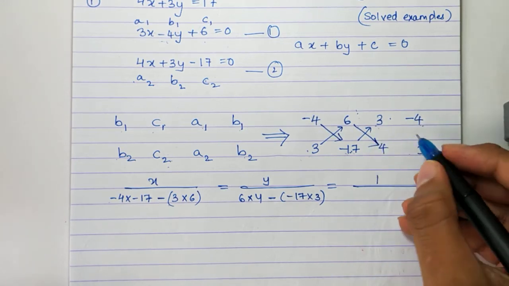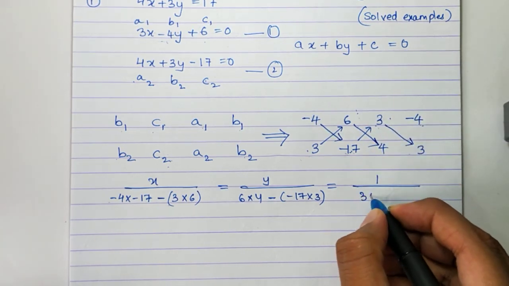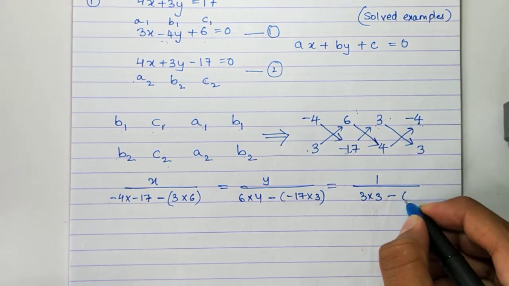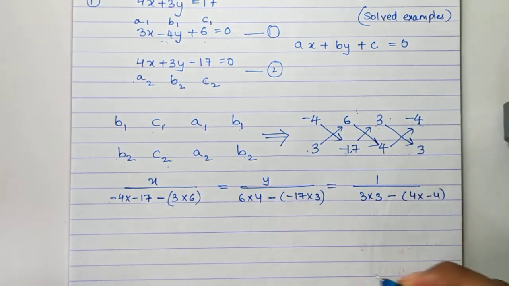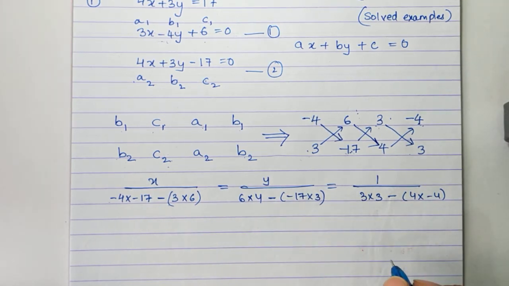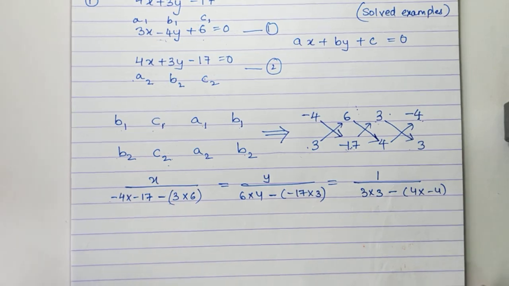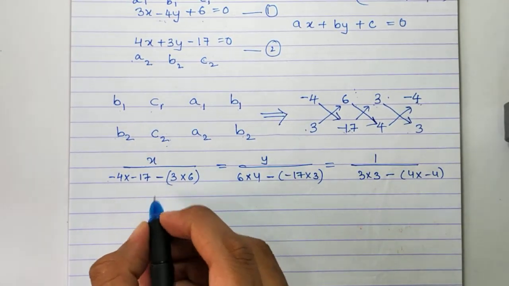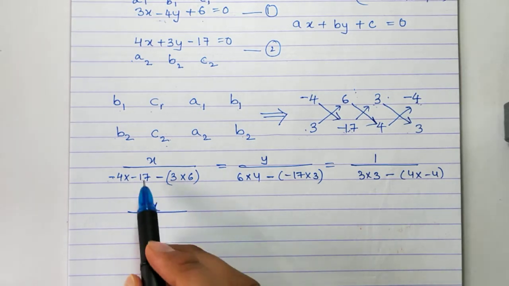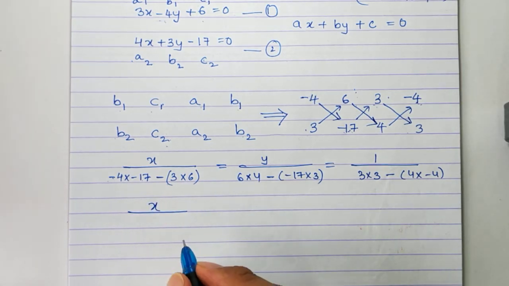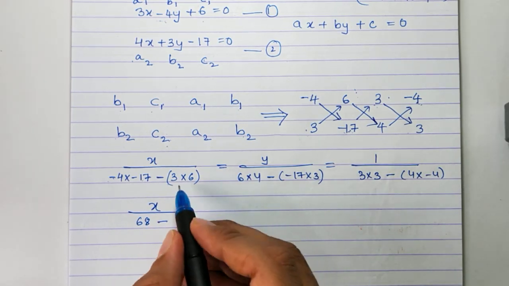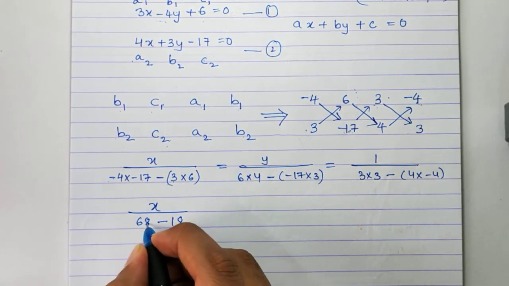ओके, सो 3 into 3 minus 4 into minus 4. Okay, so in bracket 4 into minus 4. ब्रैकेट की हैबिट रखो सो दैट मल्टीप्लिकेशन में प्रॉब्लम नहीं आएगी. ठीक है, अब ये होने के बाद सम ऑलमोस्ट डन है. सो क्या होगा, x अपॉन माइनस 4 इंटू माइनस 17 इज प्लस 68 माइनस 3 into 6 is 18.